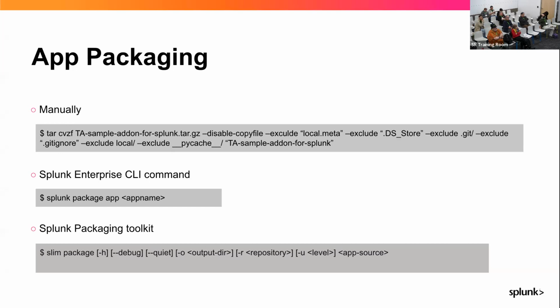But think about this. The top one is the most customizable option. The middle one is the easy button for you to package your apps. And the third one is where you can provide customization. And underneath it uses some of the tar attributes that we see in the manual mode.